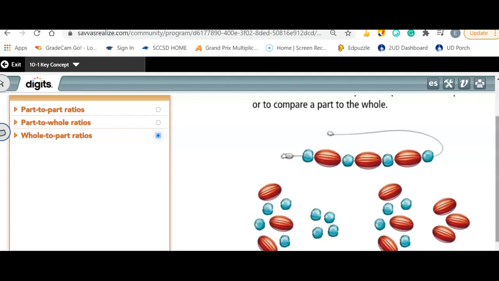Good. We should have a 2 up. Small spiders to total spiders. Are those small spiders included in the total spiders? Yes. What makes it a whole?